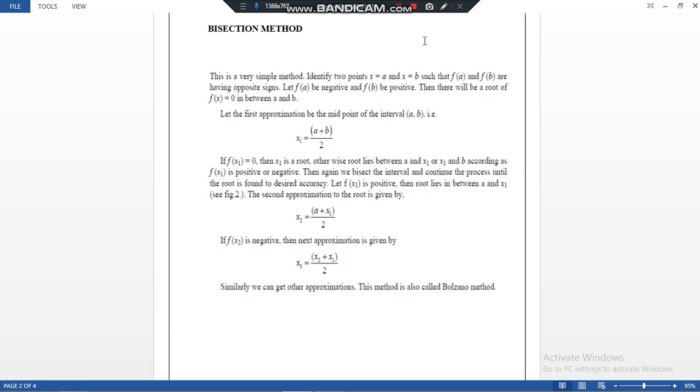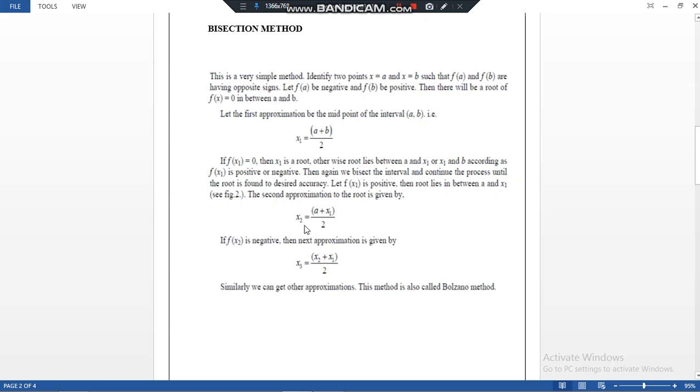Now again we have to find out the nature of the function at this point x1. Let us assume that f of x1 is positive. Then our next approximation, or we can say our second approximation, will lie between a and x1. x1 is the point in which the function is positive, a is the point in which the function is negative. So x2 will be equal to (a plus x1) by 2.